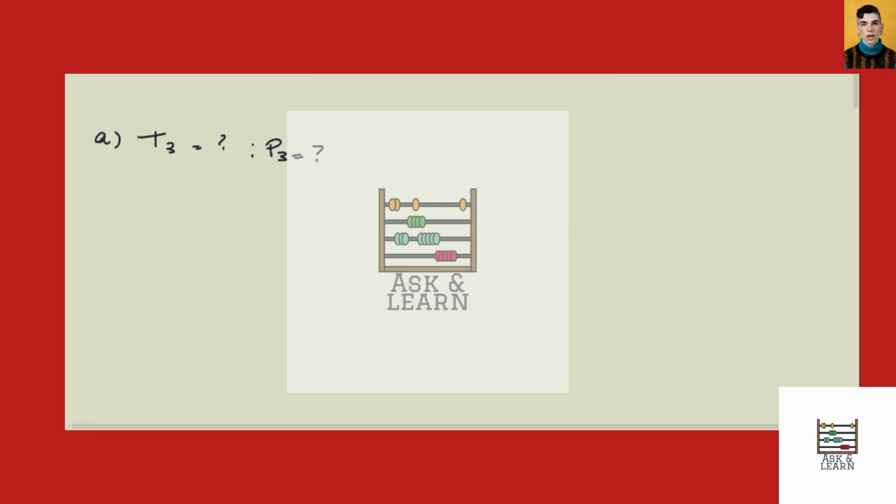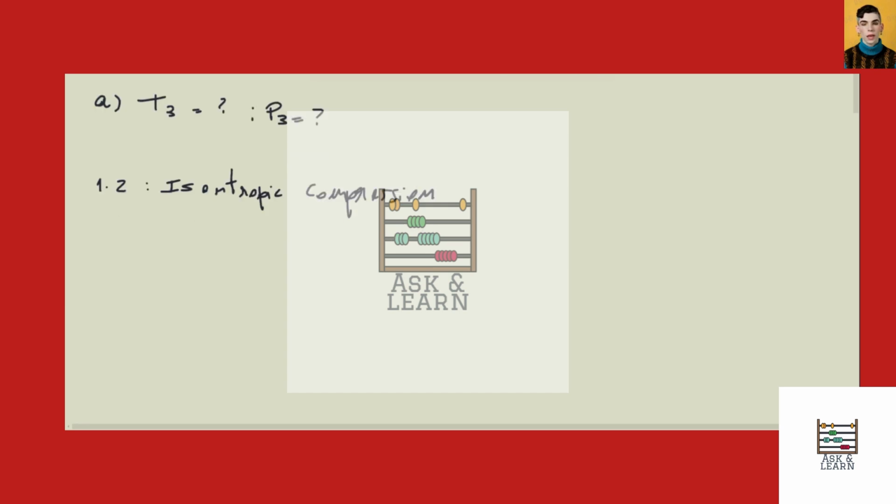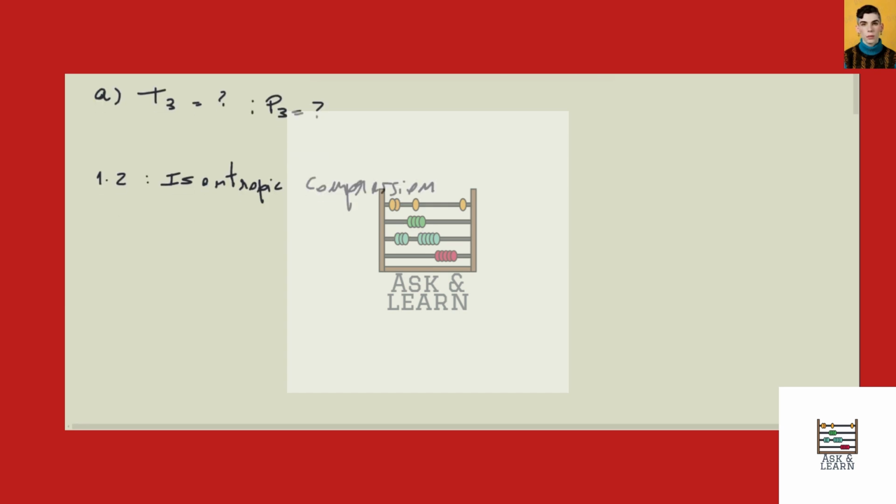The first thing we must do in this problem is remember that the first transformation in an Otto cycle, 1 to 2, is an isentropic compression. So this is the first transformation in the Otto cycle. And since this is an isentropic compression, we can use the relations of the temperature.